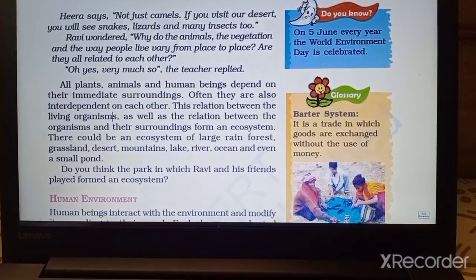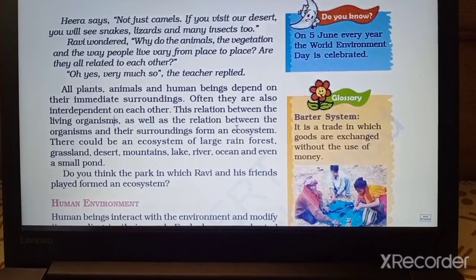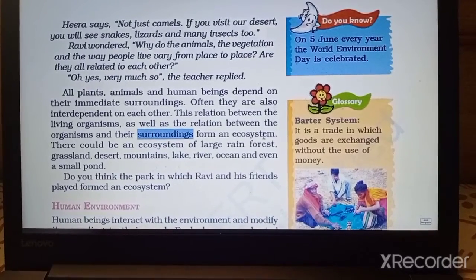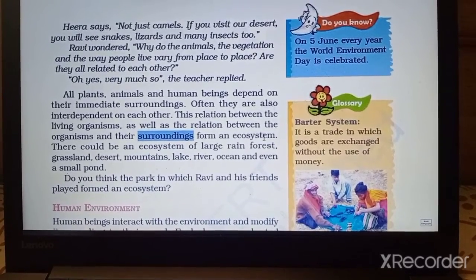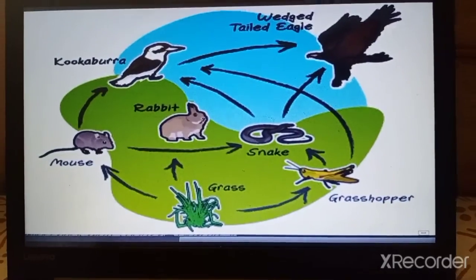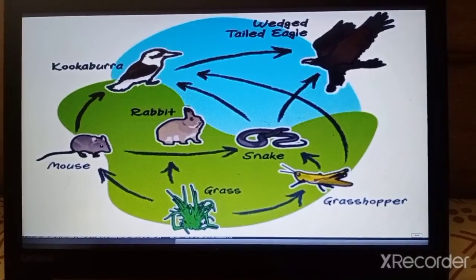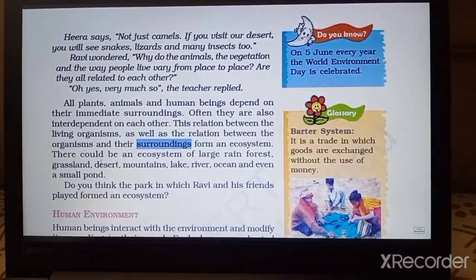This relation between the living organisms, as well as the relation between the organisms and their surroundings, forms an ecosystem. I'll give you a very brief example. In this picture, you can see how the organisms are dependent on each other for food. So, this is what an ecosystem is. So, everything has an ecosystem.